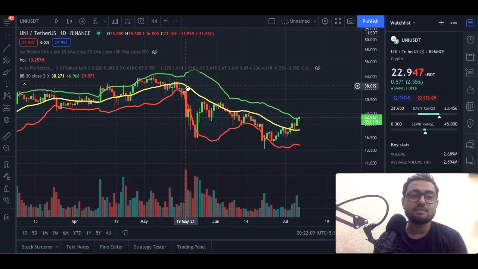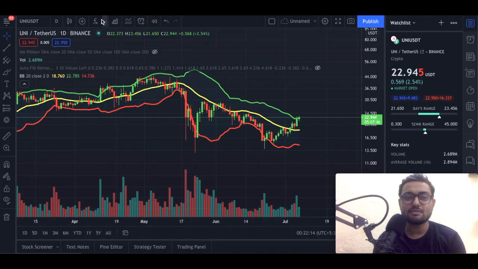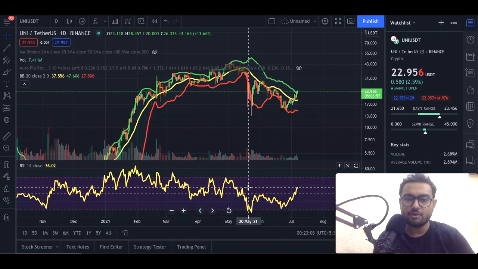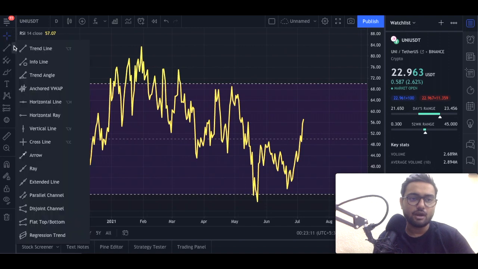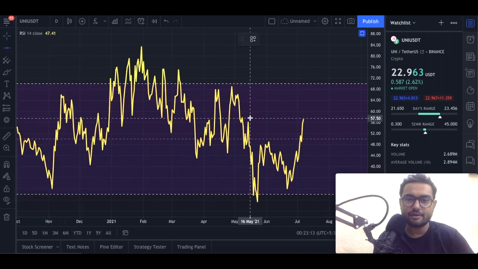Now let us pull out the RSI and see what it has to offer for us. On the RSI, what we can see currently is the level of about 57 is acting as a strong resistance. If we pull a horizontal line right here, then we'll be able to understand what I'm talking about.